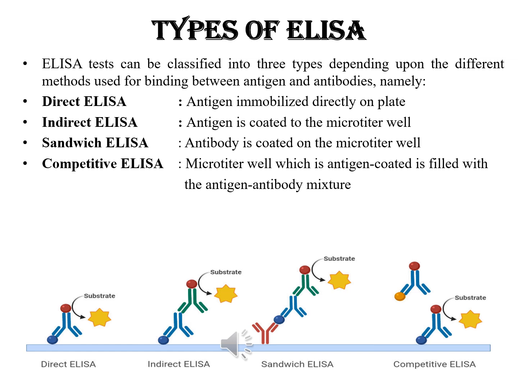Based on the principle, there are types of ELISA. ELISA tests can be classified into three types, depending upon the different methods used for binding between antigen and antibody, namely direct ELISA, where antigen is immobilized directly on the plate; indirect ELISA, where antigen is coated to the microtiter well; sandwich ELISA, where antibody is coated on the microtiter well; and competitive ELISA, where the microtiter well, which is antigen coated, is filled with the antigen-antibody mixture.